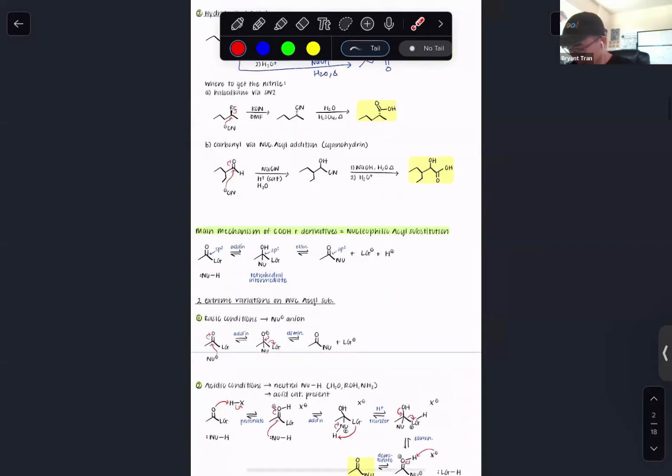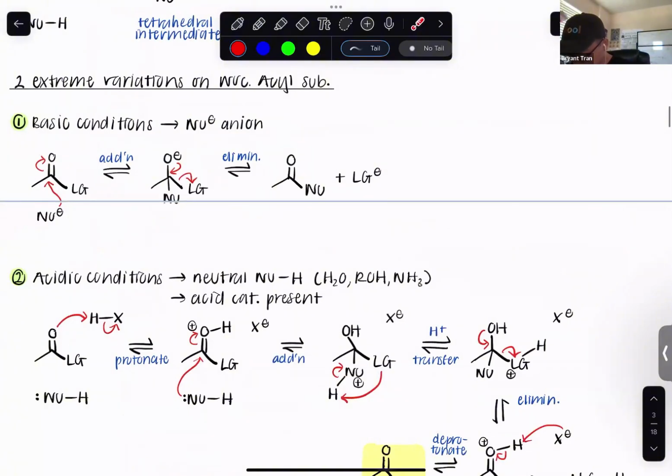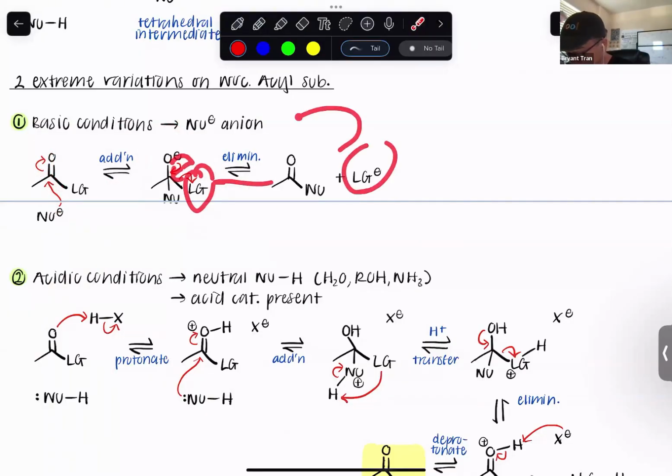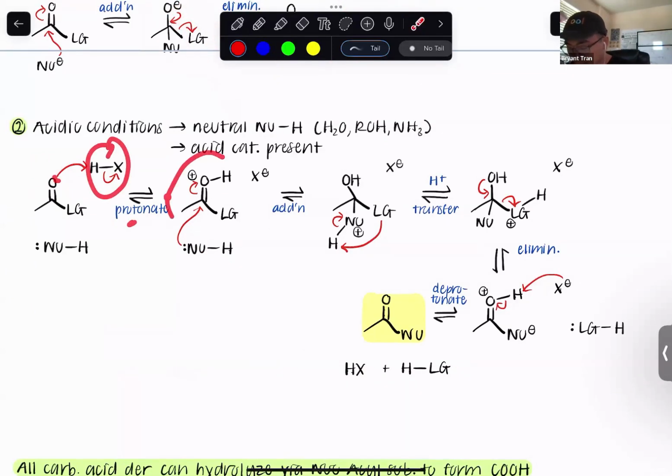Okay, so let me just make sure that's what Lievens also did. Basic conditions, addition, right? Nucleophile attacks carbonyl, push the bonds of the oxygen, get that tetrahedral intermediate, and then elimination. Reform the carbonyl, kick out that leaving group, get the final answer. Now in acidic conditions, we protonate the carbonyl oxygen to activate the carbonyl carbon, make it a stronger electrophile, in order for the weak nucleophile to attack, pop the bonds of oxygen to create this tetrahedral intermediate.